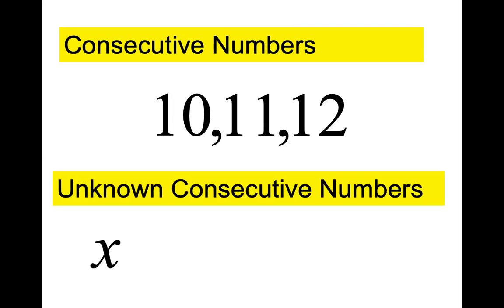Okay, so if the first one is x and they are consecutive, imagine this. What's the relationship between 10 and 11? 1. So if the first one is x, the second one could be another variable, but you just told me that to go from one to the next, you basically just add 1. So what's the next number?